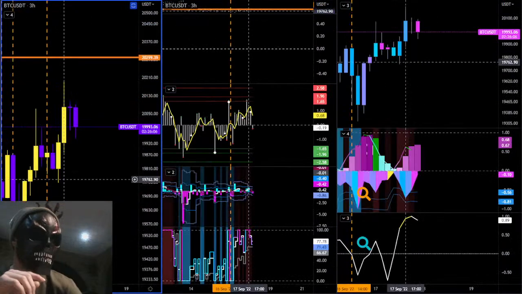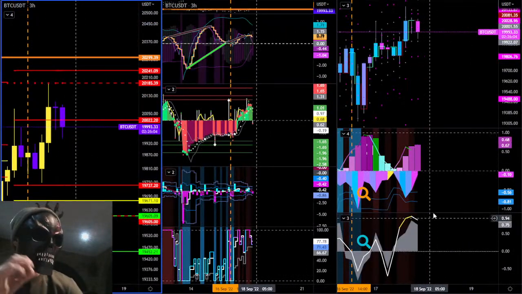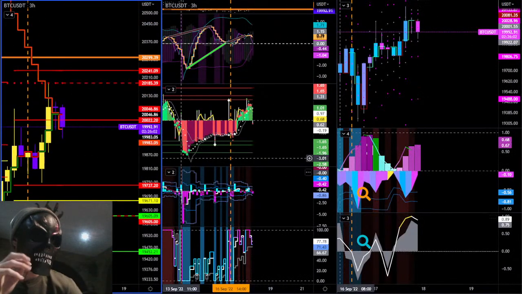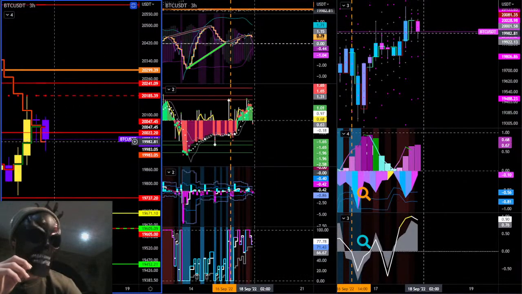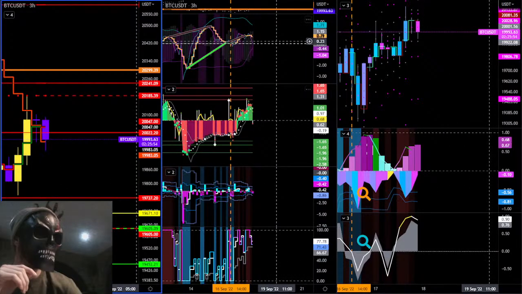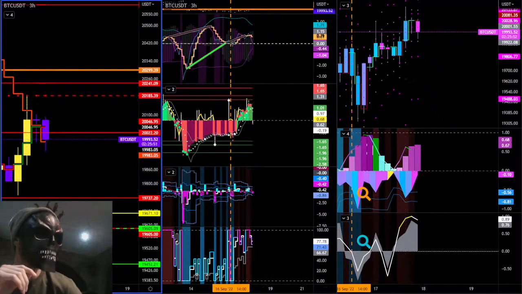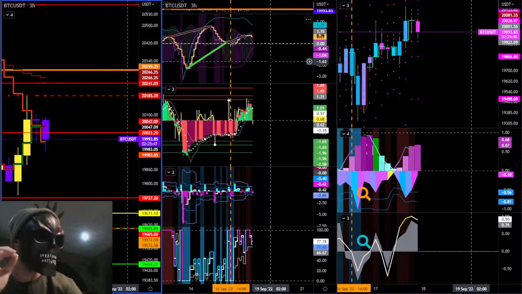3 hour. 3 hour mean reverting to the downside. Sideways expansion, still sloppy chips. So if I close below this UMP, 19,982, I'll see continuation to the downside. We'll confirm mean reversion. As I just showed you there previously, you can do it on any time frame.